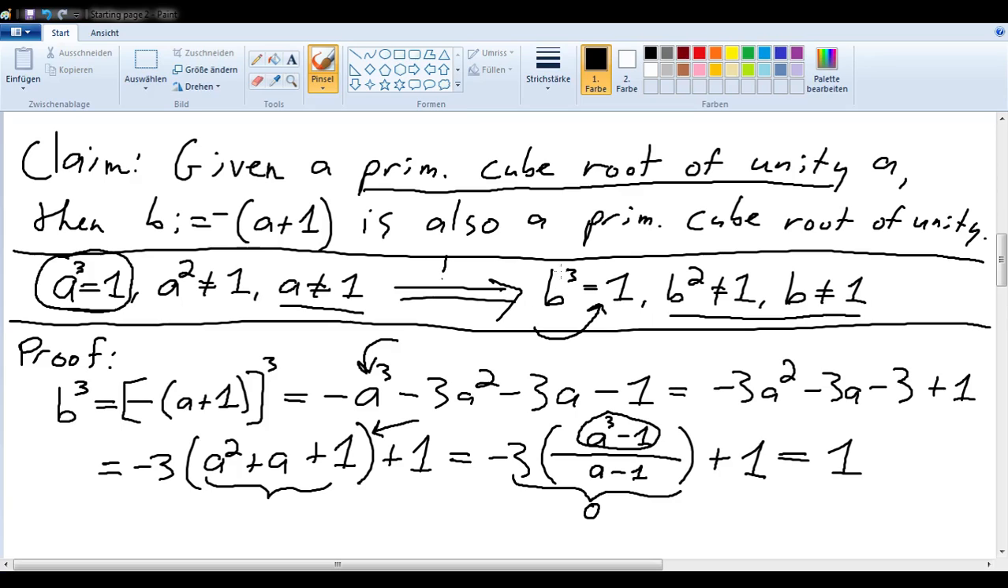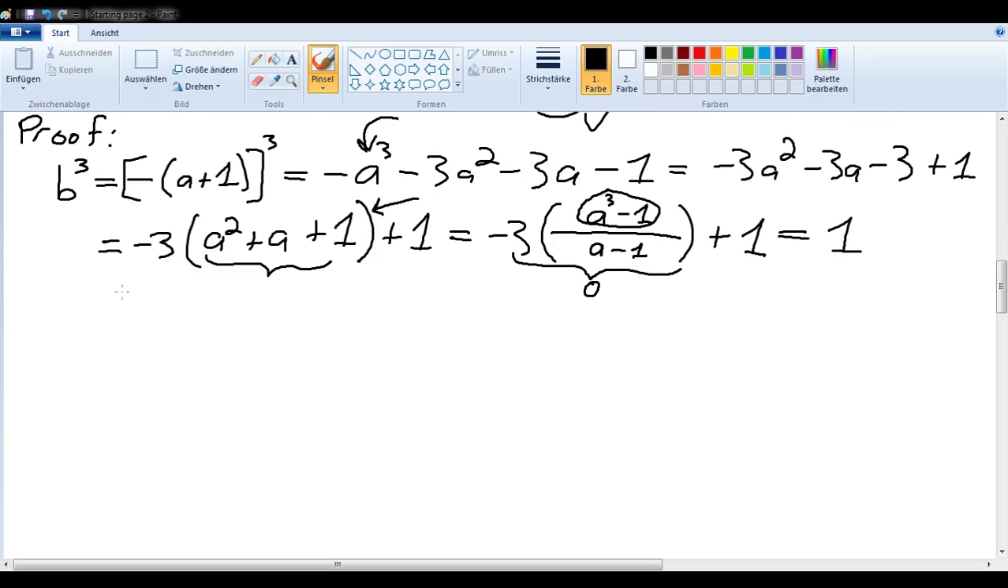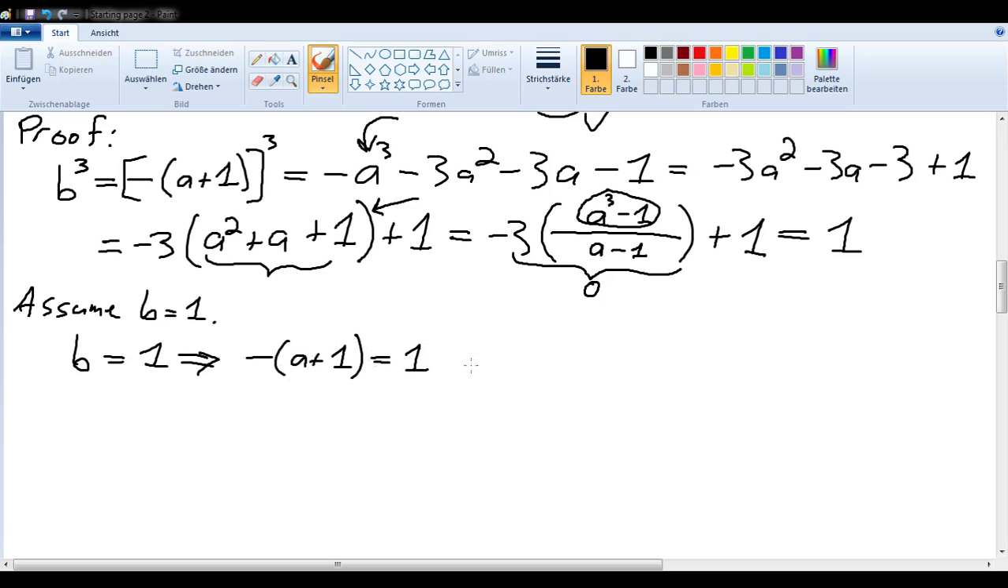Now we need to prove that b squared is not equal to 1 and that b is not equal to 1. So let's assume for a moment, assume b is equal to 1. Well, that would imply that negative a plus 1 would be equal to 1. Right? That's just the definition of b. And that would imply that a is equal to negative 2.